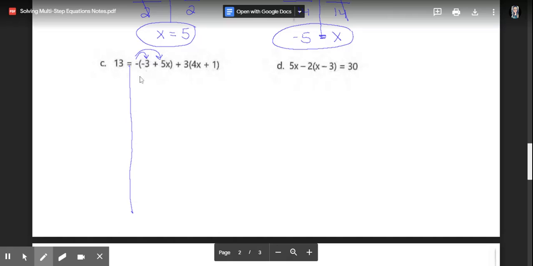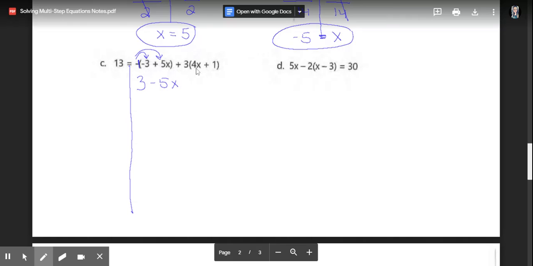Negative times negative 3 makes it a positive 3. A negative times 5x will make it a negative 5x. You could also rewrite this as a negative 1. You could squeeze a little 1 out here and then distribute that if that makes more sense to you.